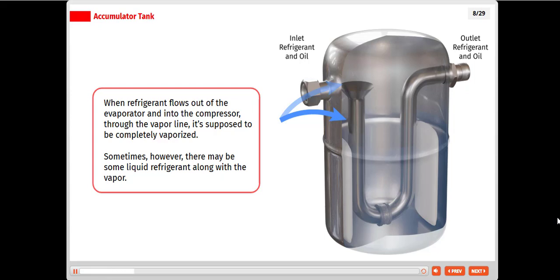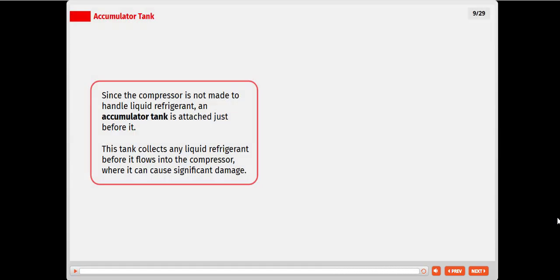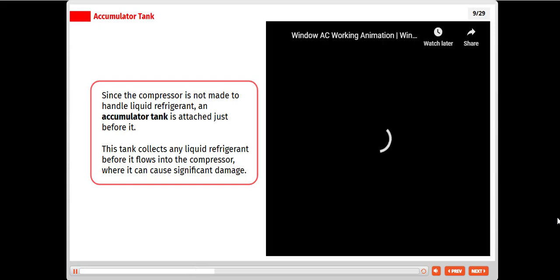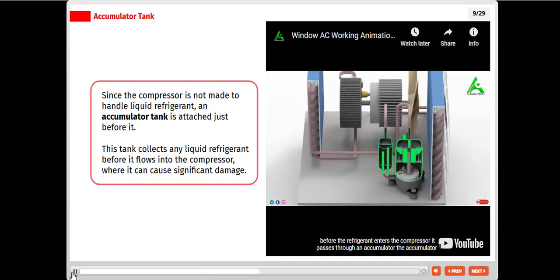When refrigerant flows out of the evaporator and into the compressor, through the vapor line, it's supposed to be completely vaporized. Sometimes, however, there may be some liquid refrigerant along with the vapor. Since the compressor is not made to handle liquid refrigerant, an accumulator tank is attached just before it. This tank collects any liquid refrigerant before it flows into the compressor, where it can cause significant damage.